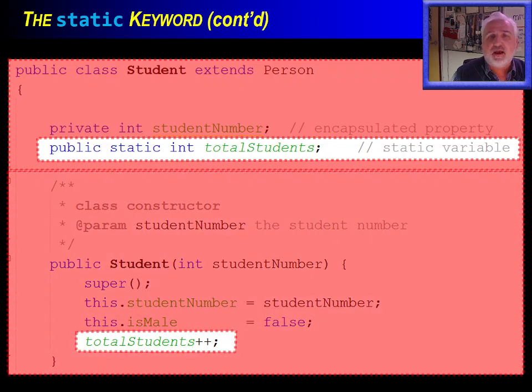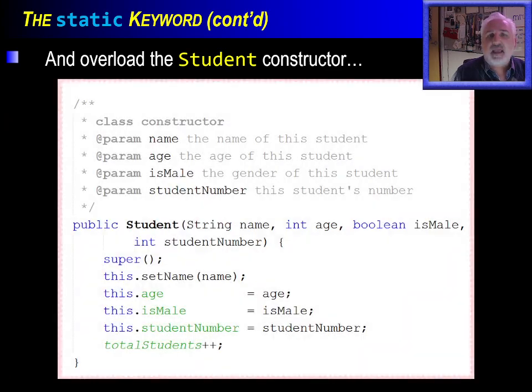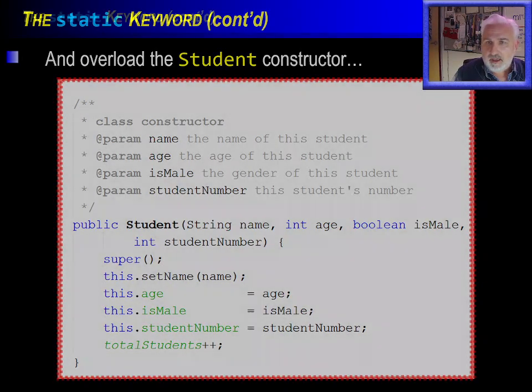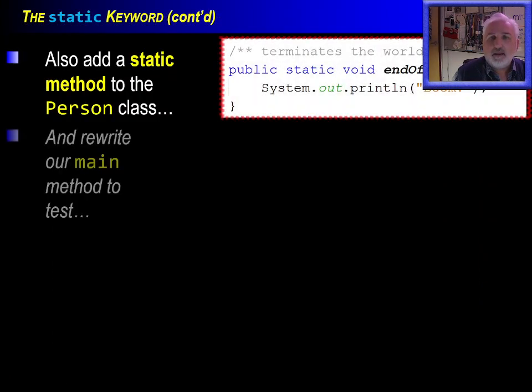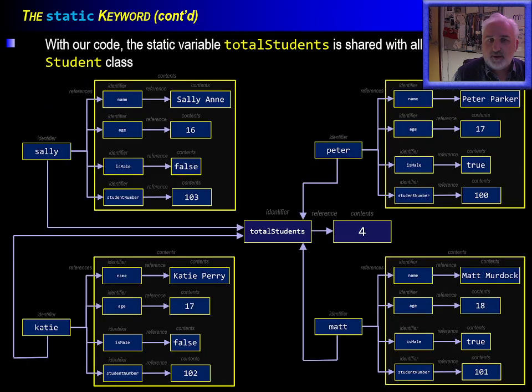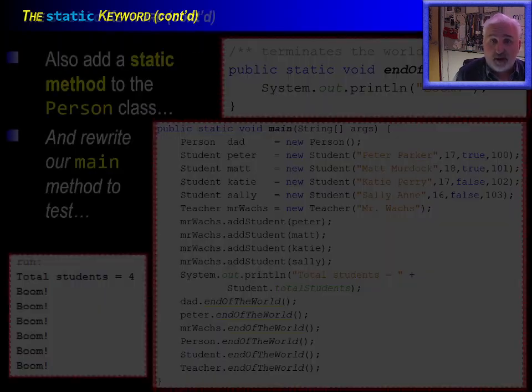So here you see a variable like total students is defined as static. So let's say in theory, we use that, and I'll just jump ahead a little bit here, so that we had, say, 4 objects, 4 person objects, Sally, Katie, Peter, and Matt. Each object would have its own individual properties, but the property total students would be shared by all the objects of the class because it belongs to the class. It doesn't belong to the object.